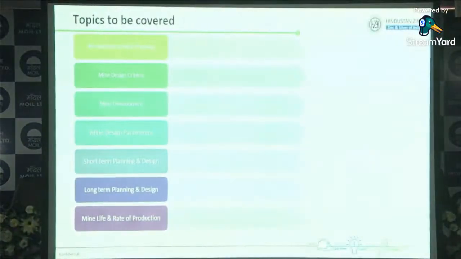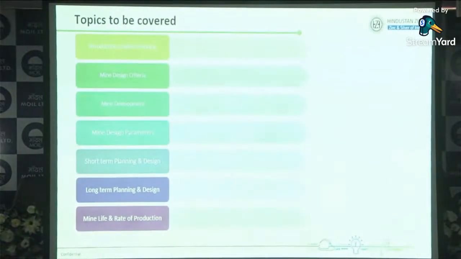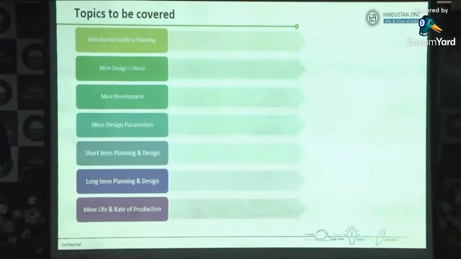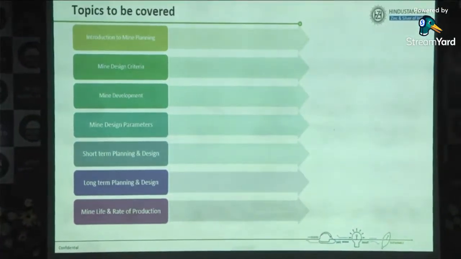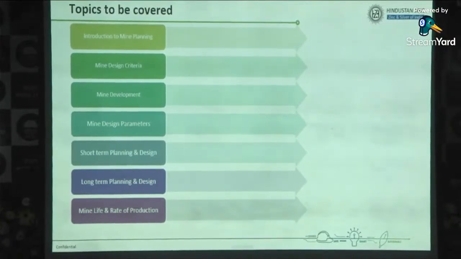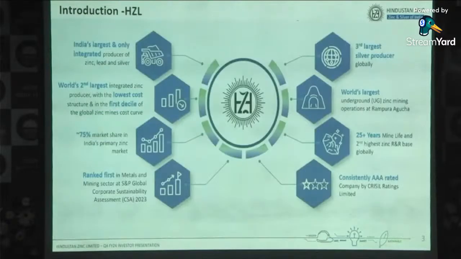Yes. So, we will move forward with the introduction of mine planning, then mine designing criteria, what we are using, then mine development process, what we are using, then mine design parameters, then short-term mine planning, long-term mine planning model, and then life of mine and rate of production plan.